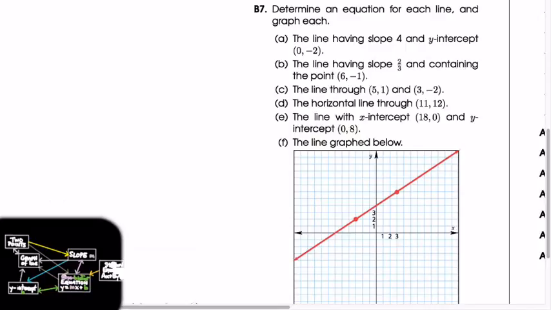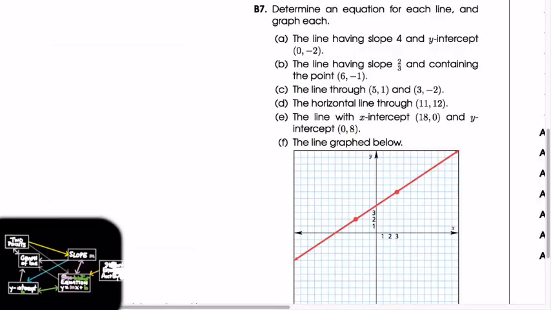So here's a reason why you might want to label the points rather than just relying on counting grid lines to find the slope of a line. If I'm doing part F, here I have a line which is being graphed, and I might want to, again, follow the same kinds of logical steps in order to find an equation for this line. That's what I'm being asked to do.